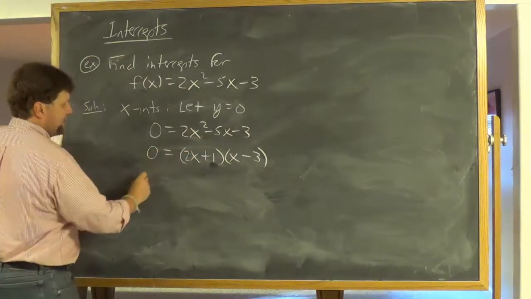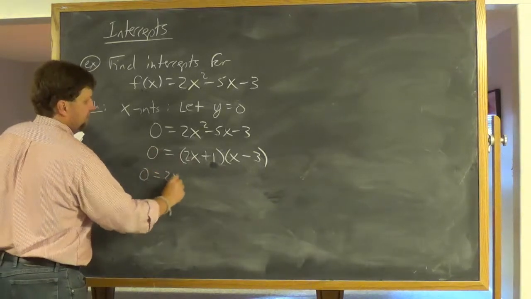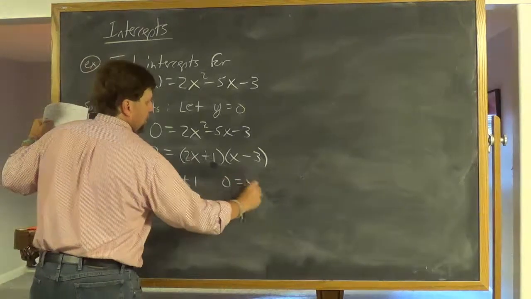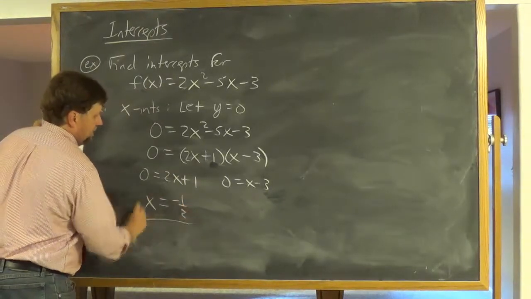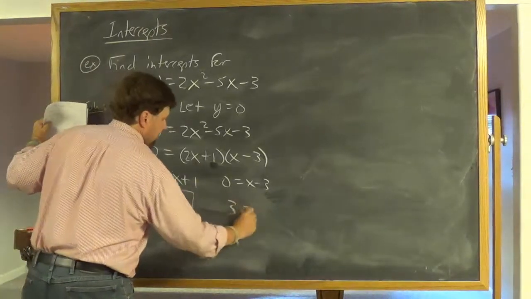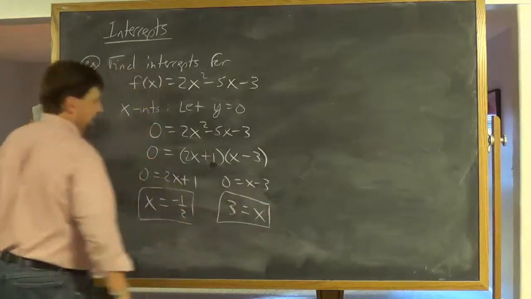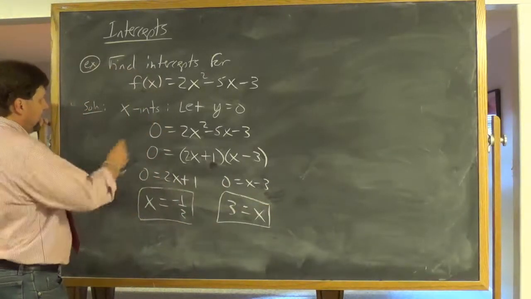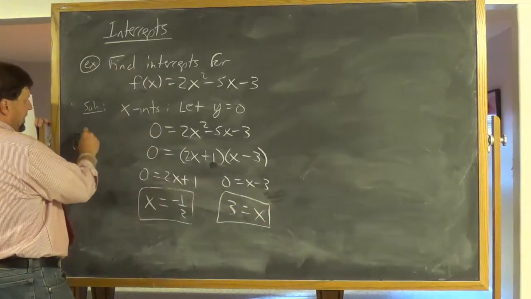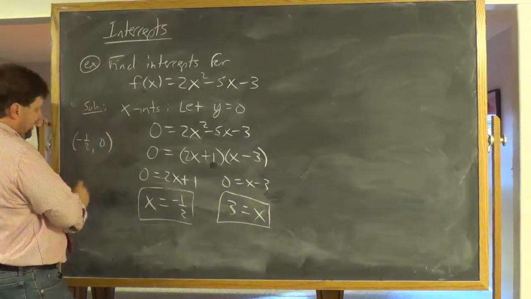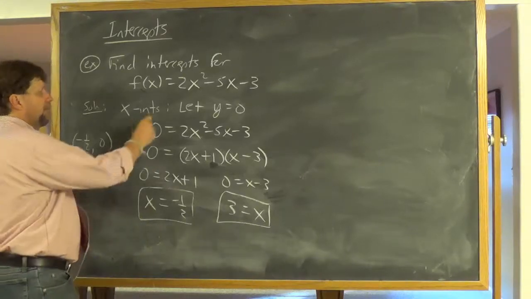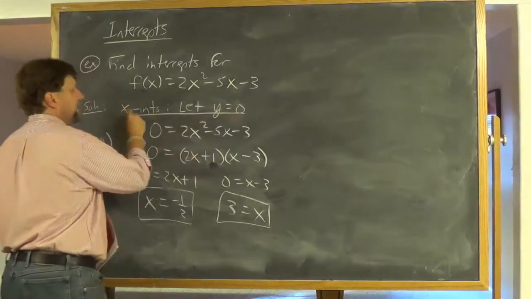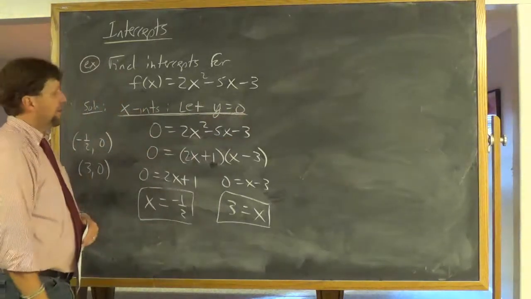And then remember, you set each factor equal to 0 and solve. And these are your x-intercepts. x is negative 1/2, x is 3. So the x-intercepts are technically the points (-1/2, 0) and (3, 0). But it's the process. Remember, that's how you find x-intercepts. You let y equal 0.